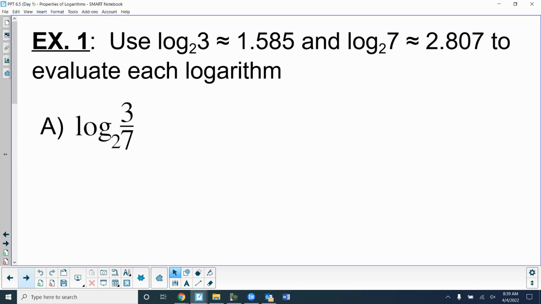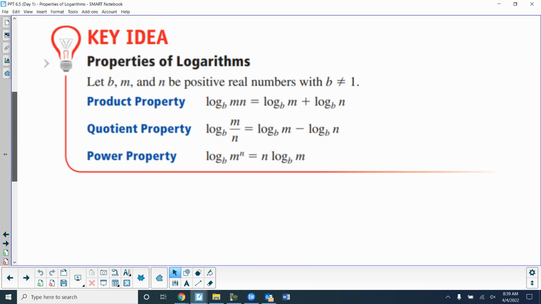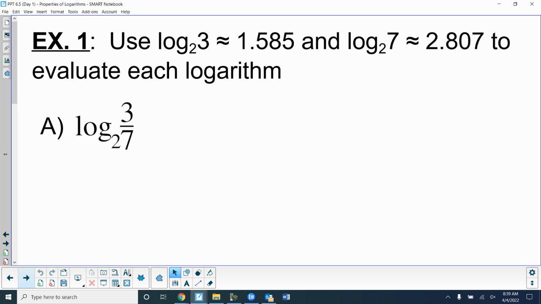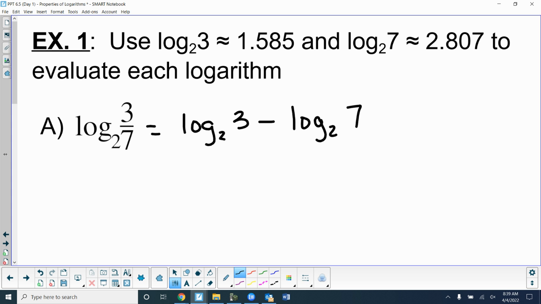So this is a division problem, right? This fraction. So according to this quotient property, what can I do with those two numbers? Subtract them. Okay? So I can change this to log base 2 of 3 minus log base 2 of 7, according to our properties of logs and a quotient or division problem. A fraction is a division problem, right?